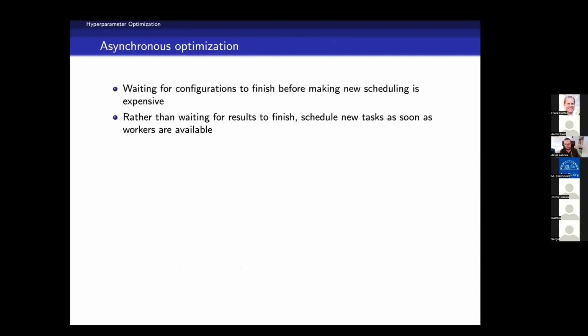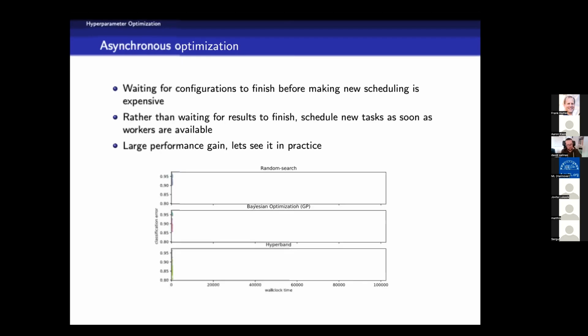So ASHA and MOBSTER are two instances of asynchronous optimizers, if you will. What it means is that, rather than waiting for configurations to finish, whenever you have a result, you take a decision. Maybe you cut the configuration and you schedule something new. That is the key thing if you don't wait, and you can get large performance gains.